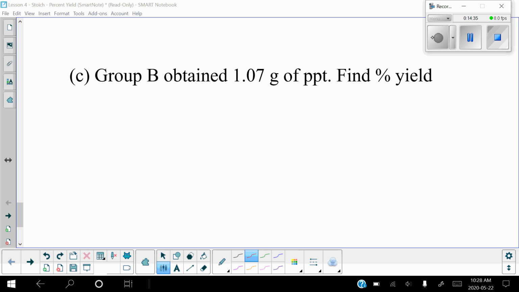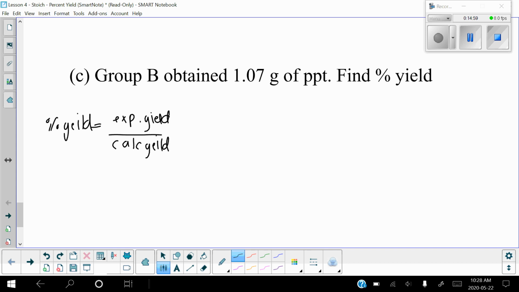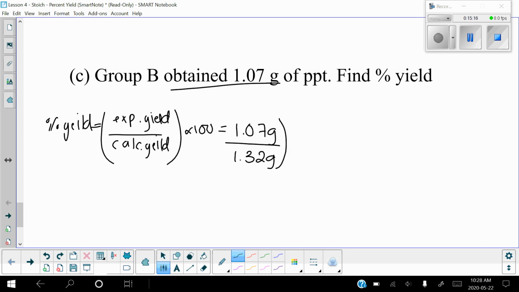So group B obtained 1.7 grams of the precipitate. Find their percent yield. So again, the formula for percent yield, I spelled yield wrong. It's okay. Experimental yield over calculated yield times by 100. Now the experimental yield for group B is 1.07, and the calculated is the same. Okay, it's still 1.32 times by 100. That is going to give me 81.1%.